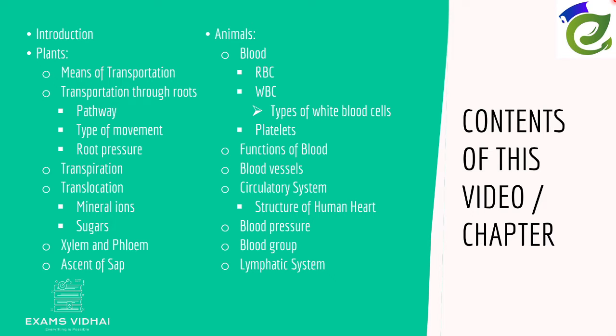And again, to talk about what we are going to learn in this video, we are going to learn about the animals part of this chapter. Previously, in part 1 of this chapter, we learned about the plant side, the means of transportation, routes, transpiration, the ascent of sap as well. In animals, we are going to learn about the blood and the types of blood cells, the functions of blood and the blood vessels, the circulatory system, blood pressure, blood groups and the lymphatic system.